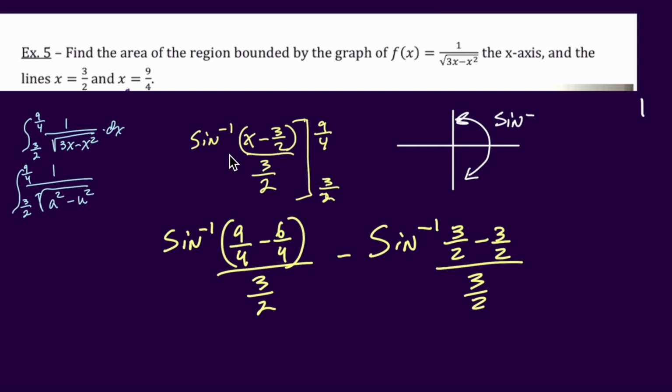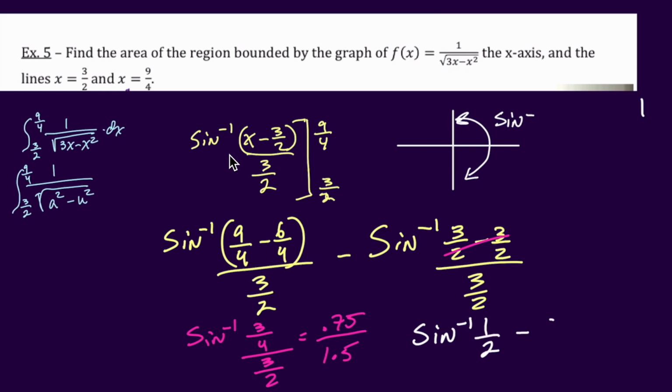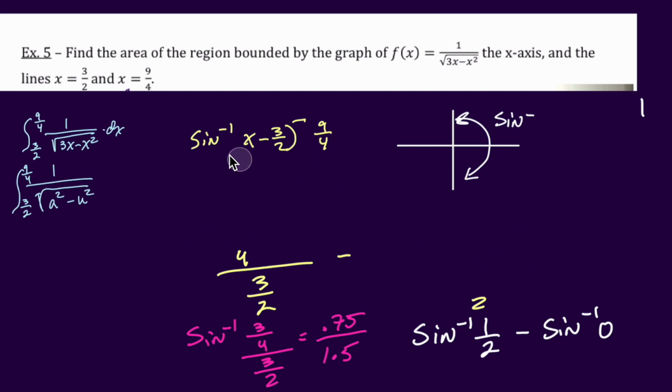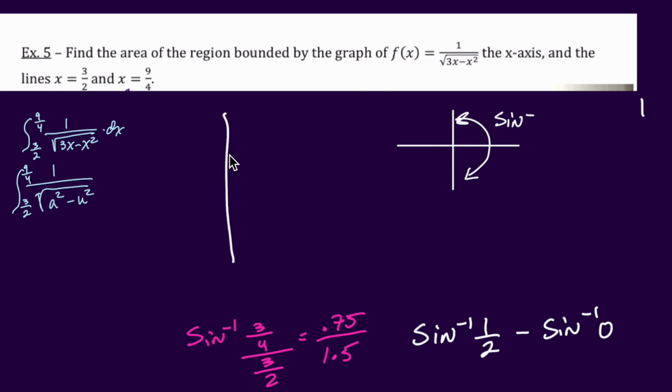So here on the left, we're going to get inverse sine of 3 fourths over 3 halves. And one quick way to simplify that is it's going to be 0.75 over 1.5, or just 1 half. And this, of course, is going to go to 0. So here in white, we're going to have inverse sine of 1 half minus inverse sine of 0. So when we look at inverse sine of 1 half, we ask ourselves which angle in that domain listed above has a y value of 1 half.